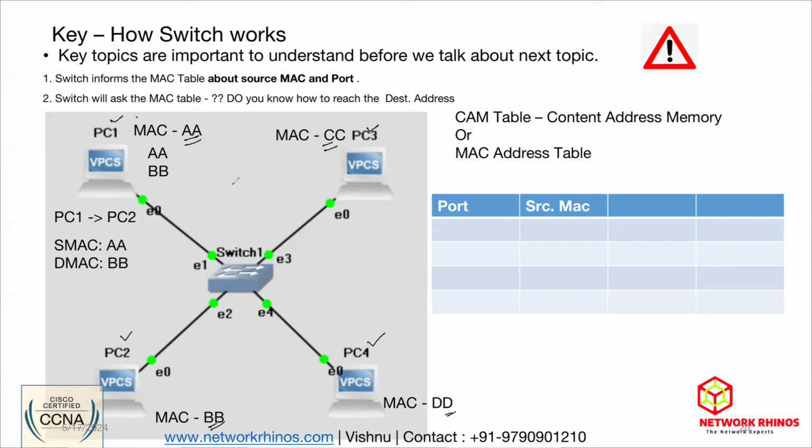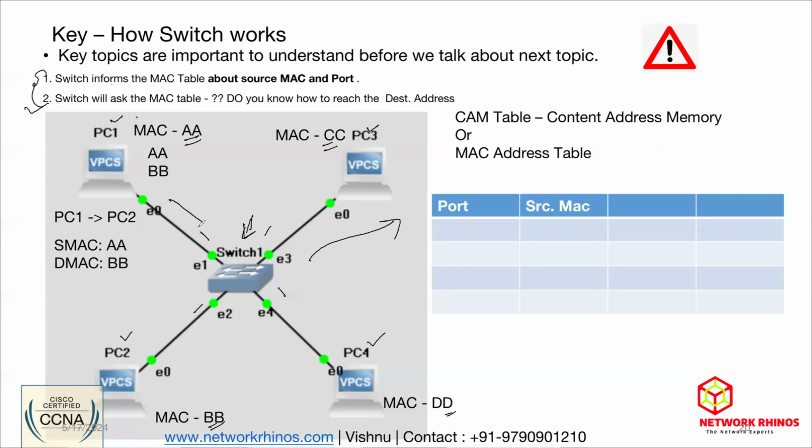See, whenever a switch receives a packet or a frame on any one of these ports, the switch will do 2 functions actually. First, the switch informs the MAC table about the source MAC address and the port number at which it arrived. Second, the switch will ask the MAC table, hey MAC table, do you know how to reach this destination address?